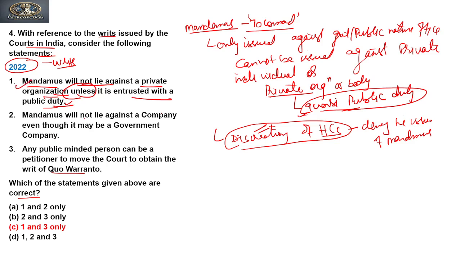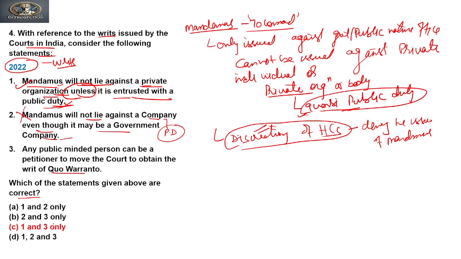Now the second: mandamus will not lie against a company even though it may be a government company. If you see the first and second, the second is contradictory to the first. Why? Because the first says that against a private organization, mandamus can be issued if it is entrusted with a public duty. Unless the public duty is entrusted to a private organization, mandamus cannot be issued. But the second says that mandamus will not lie against a company even though it may be a government company. If a company has a public duty, then yes, mandamus will be issued against that company. So the second statement is incorrect.